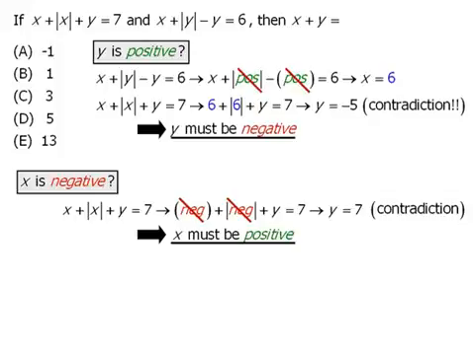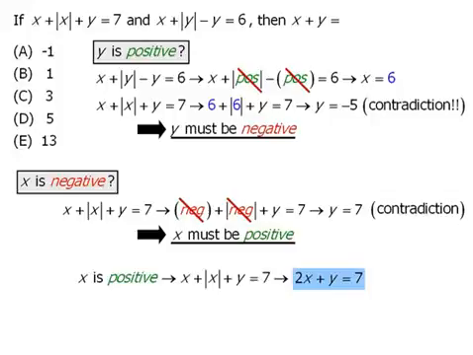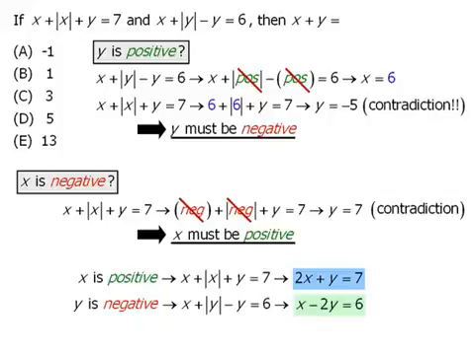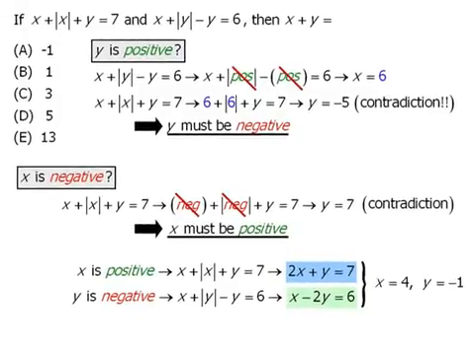Now that we know x must be positive and y must be negative, we can make some conclusions. If x is a positive number, then our first equation here can be simplified to be 2x plus y equals 7. If y is a negative number, then our second equation can be simplified to be x minus 2y equals 6. Now we have a system of equations and we can solve this. When we solve this, we get x equals 4 and y equals negative 1.